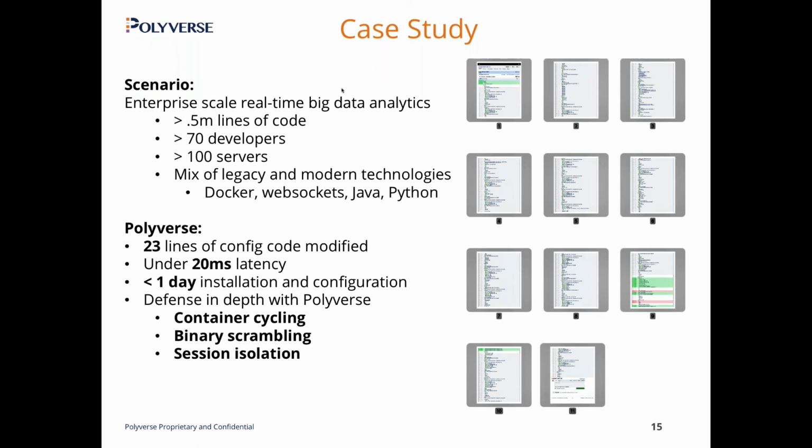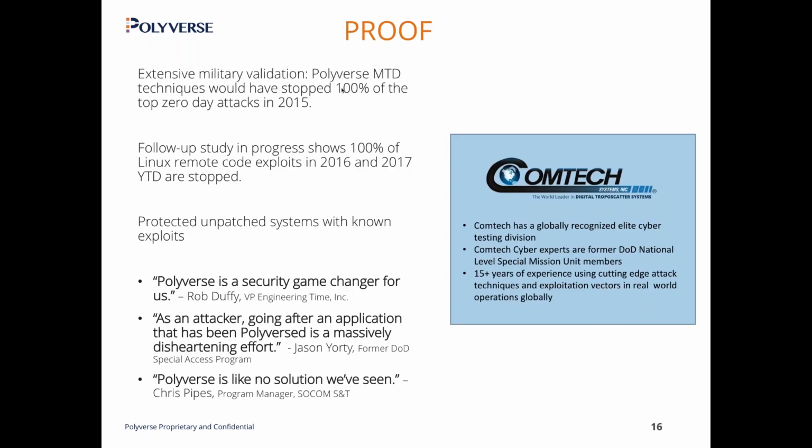And to this point about does the protection work? It does. We've had extensive validation by the US military, and we've done quite a number of commercial pen tests and other studies. A study that is currently in progress shows that literally 100%, don't quote me on this because the study is not complete, we still may find one or two exceptions to it, but so far it's looking like 100% of the remote code exploits in 2017 would be protected by this approach.